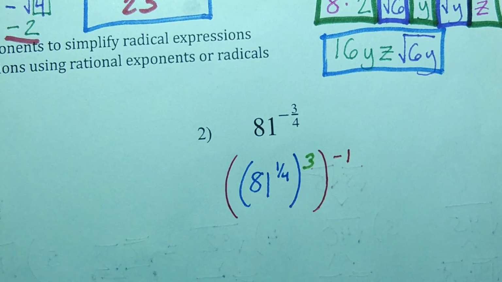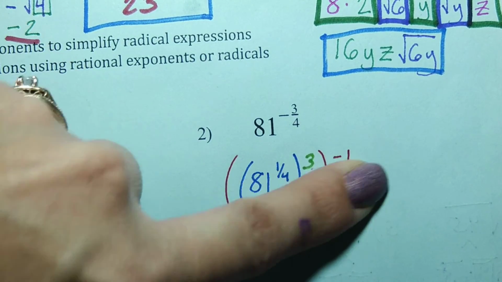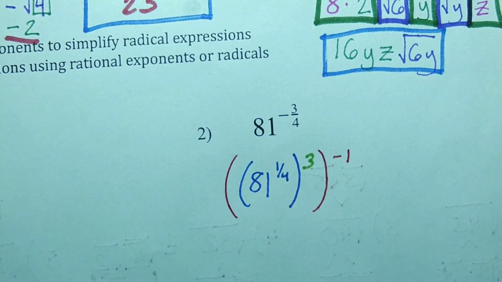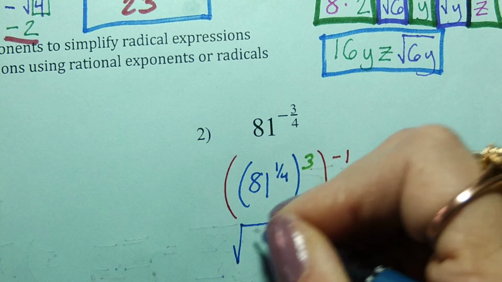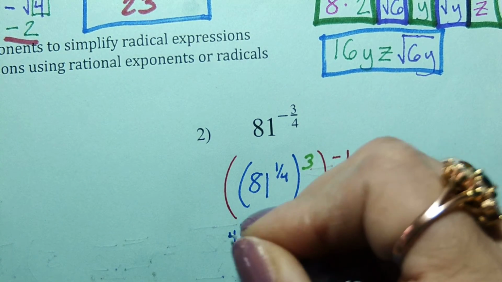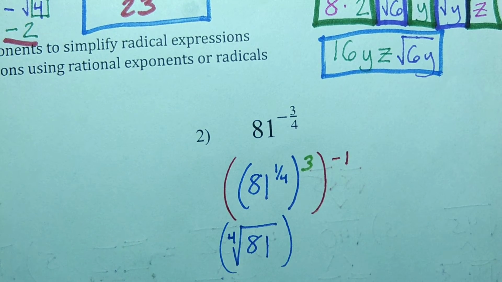Now I'm powering up, so if I multiplied all of those, would I still get 81 to the negative 3/4? We would. So we're just breaking it down into the root aspect first, because that's going to give me the smallest number. Then we're going to take that small number and cube it, and then we're going to send it to the downstairs and make it a fraction. So let's start with 81 to the 1/4. That's going to be the 4th root of 81, cubed.